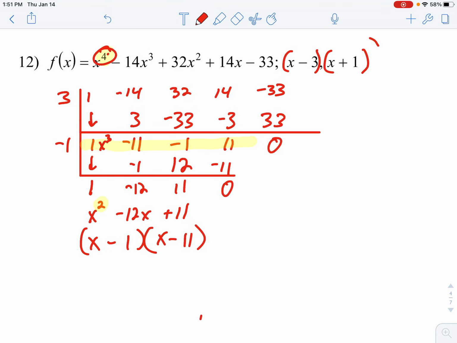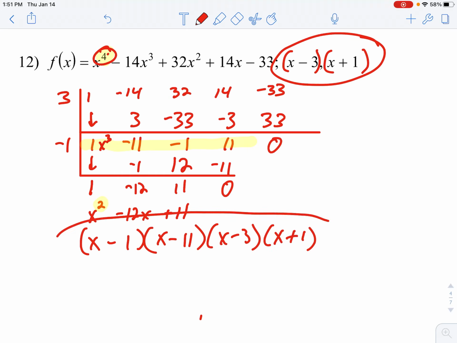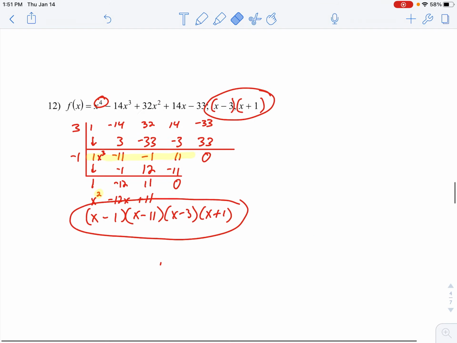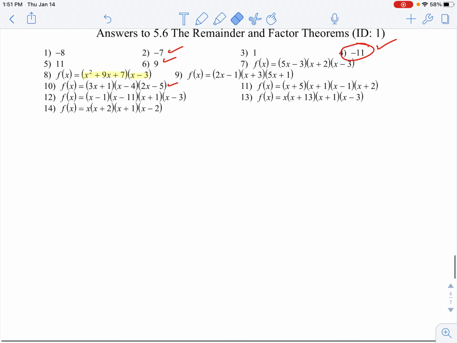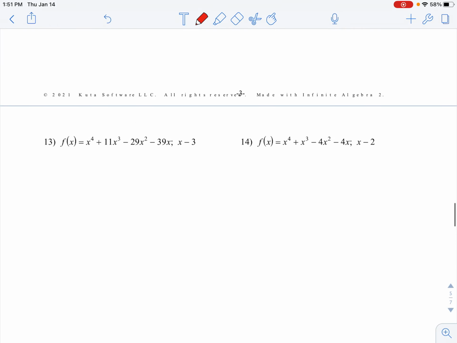Combine that with what was given, x minus 3, x plus 1. And what we have is the original polynomial is now completely factored. Let's check number 12 and make sure that's right. And minus 1, x plus 1, looks good. All right, one more and we are done.